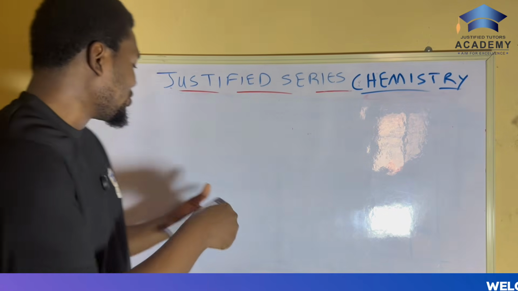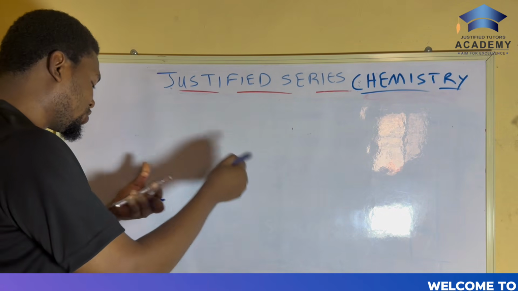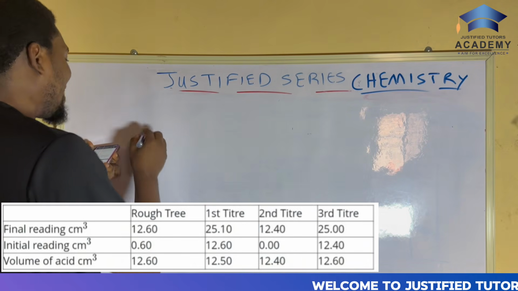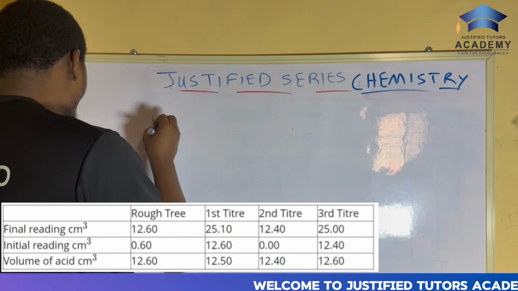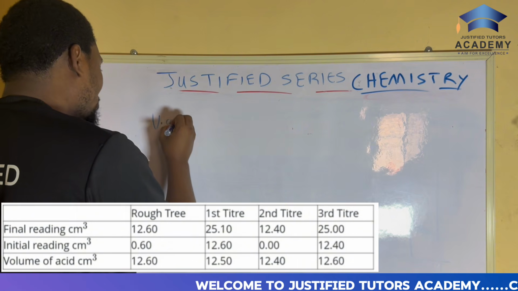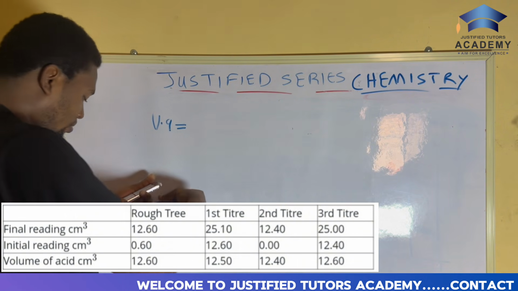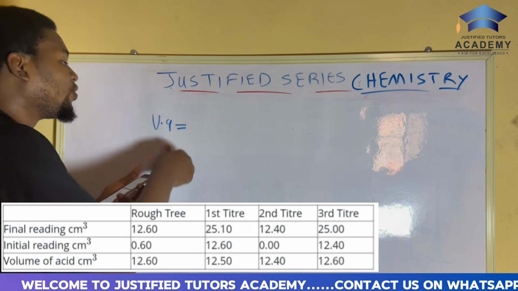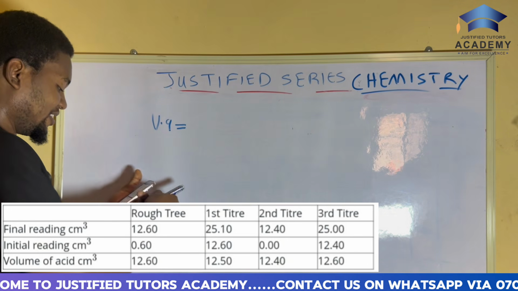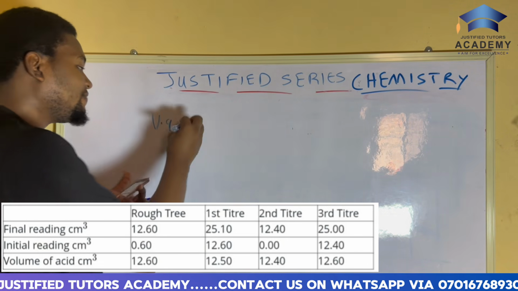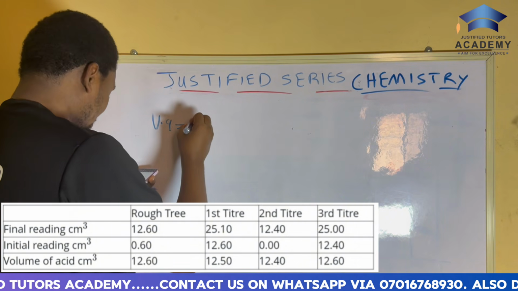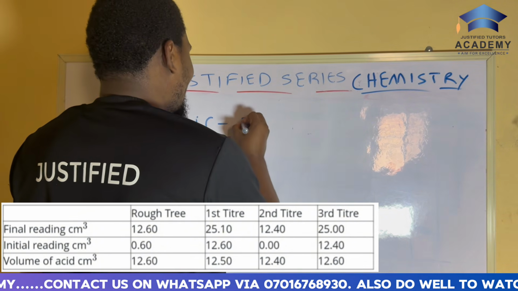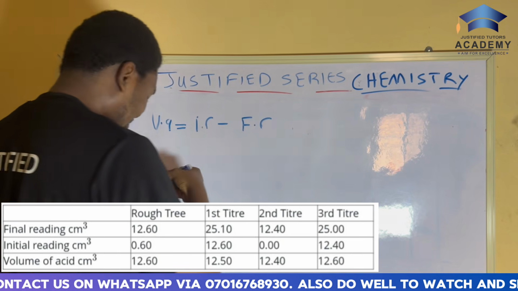So now you will pay attention to the values at the bottom. Your volume of acid is what you'll be paying attention to. And how do you get your volume of acid? It is the initial reading minus the final reading.